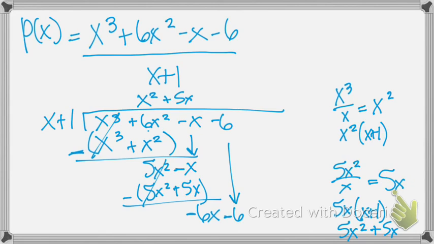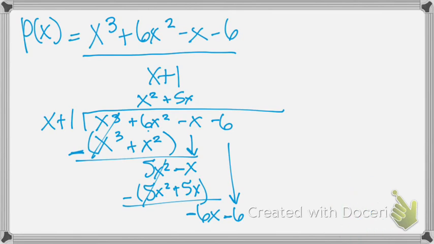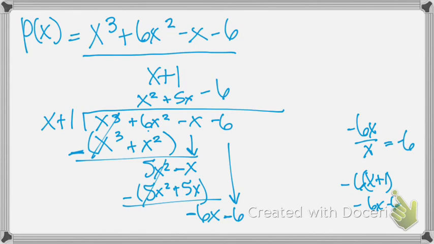Now I'm going to have to erase this because I don't have any room. Negative 6x divided by an x leaves me with a negative 6. Negative 6 times x plus 1 is negative 6x minus 6. These are the same, so they cancel. So, do I have a remainder? No. So, up here I want you to write R0 like you did in the 4th grade.